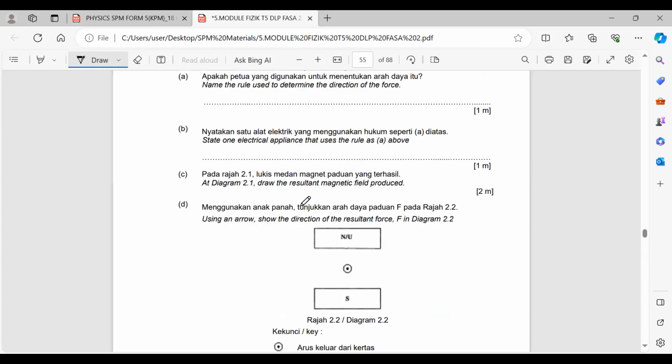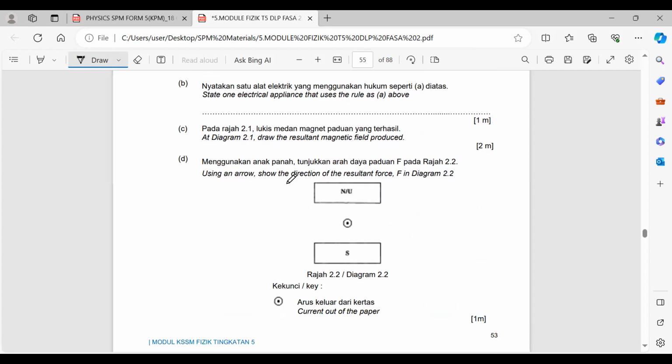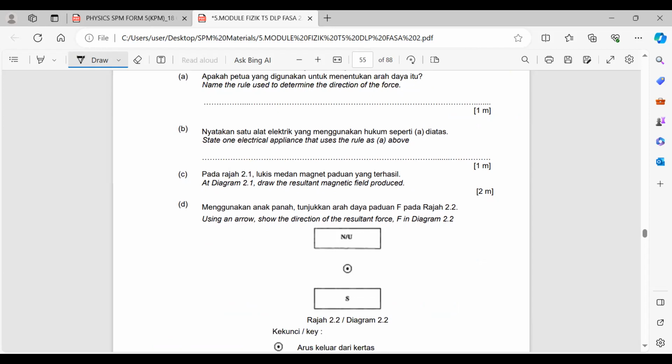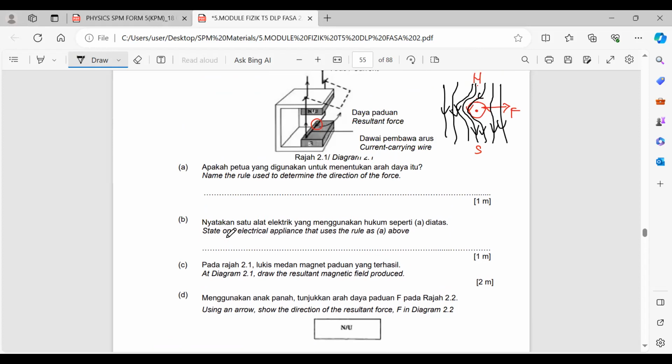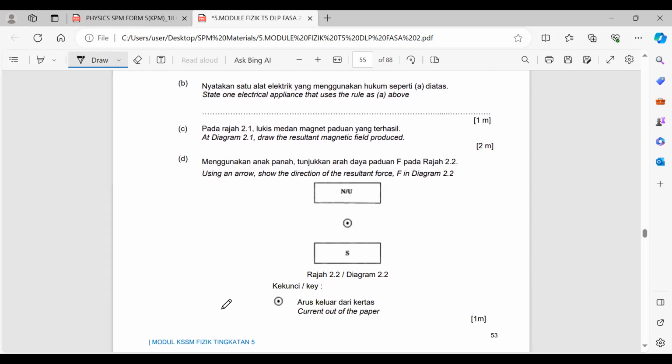So at diagram 2.1, draw a resultant magnetic field produced. Diagram 2.1, okay. Then diagram 2.2, A, B, C. Using the arrow, show the direction of resultant force at diagram 2.2. Oh, you draw in this diagram.